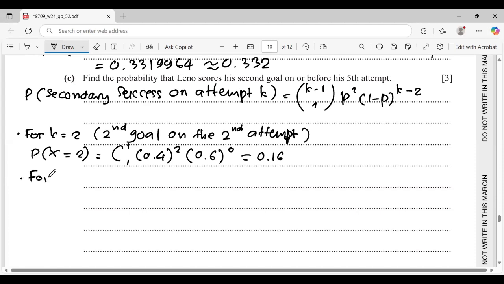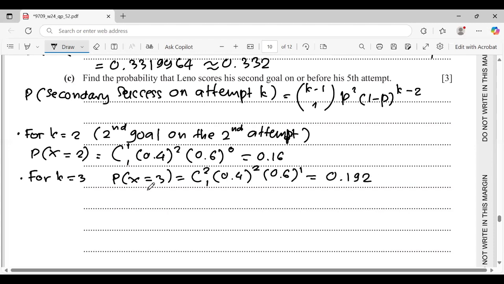And for K equal 3, this is the second goal on the third attempt. This one is the second attempt, and this is the third, on the third attempt. So the probability x equal 3 is combination 3 minus 1, 2, 1, times 0.4 squared times 0.6 to the power 1, and if you calculate, the result is 0.192.